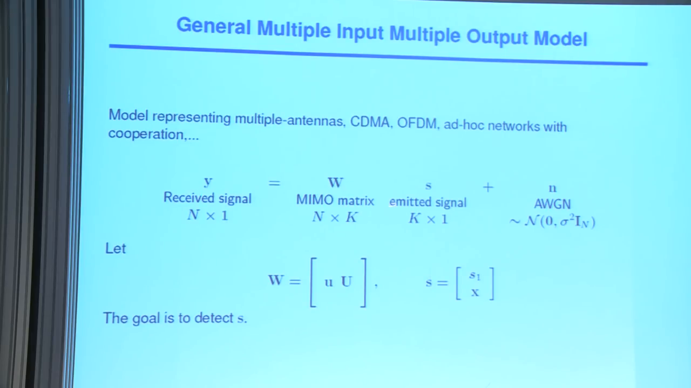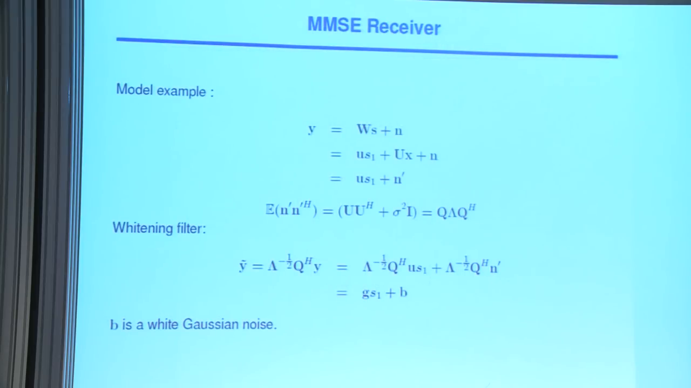In general, when you transmit, your goal is to retrieve the emitted signal here. Okay, so this is a signal which has been transmitted, and your goal is to recover it. When you recover, you have this vector which has a lot of components. The components, I split them into s1 and the rest of the vector x. And here I have u and big U. Now, to recover it, it's not so simple because you have y equal Ws plus n. I take the first column, s1, plus Ux plus n. My goal is to retrieve s1, which is the first antenna transmitting.